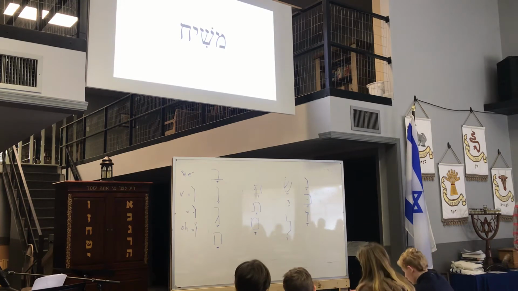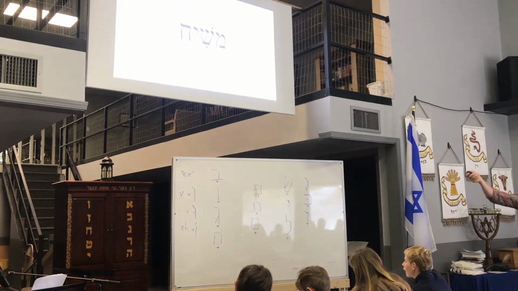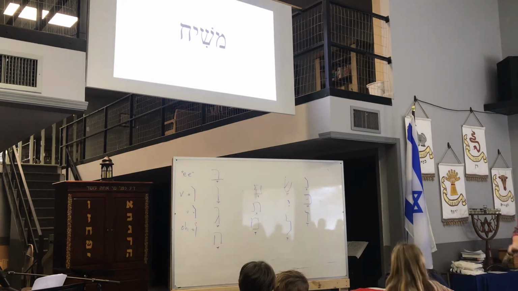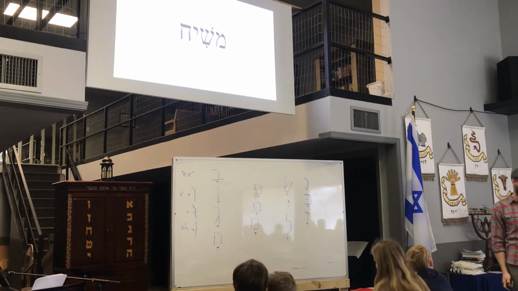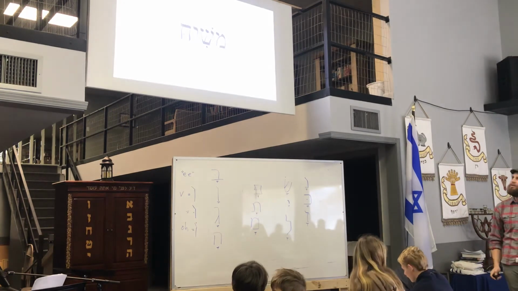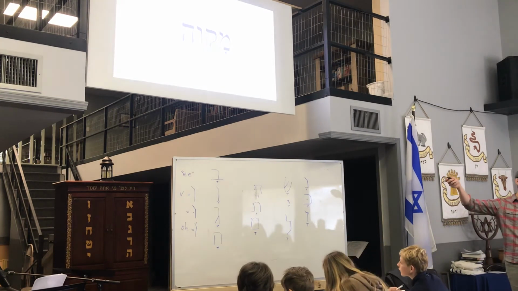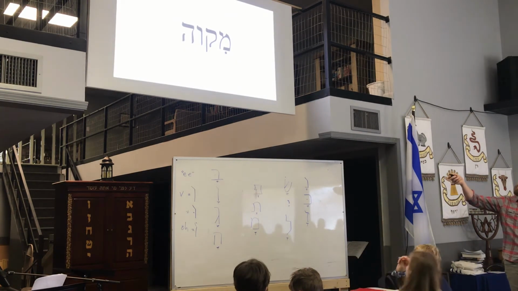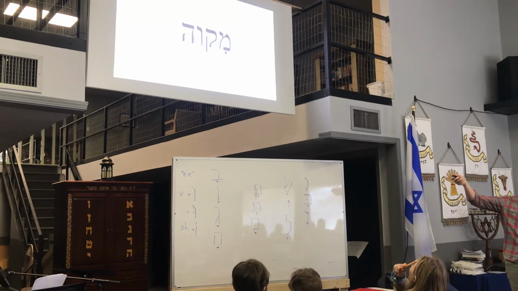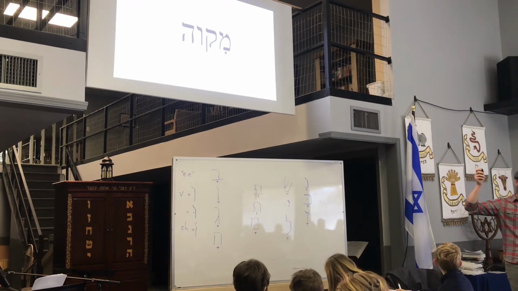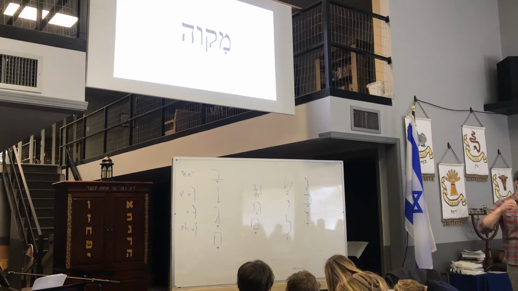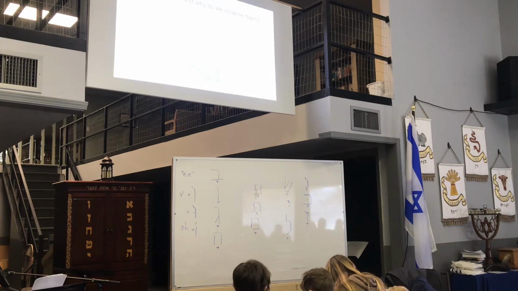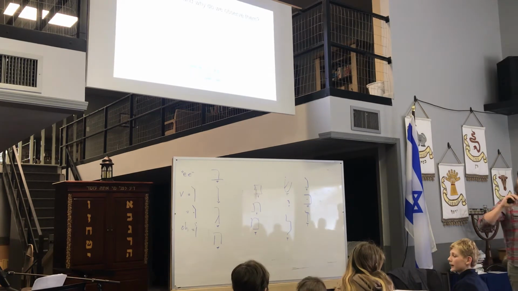Say it. You're close. Mashiach. What is a Mashiach? Messiah. The one who has had oil poured over their heads. Anointed. Okay, what was this one? This was last week's. Mikvah. What is a mikvah? A ritual immersion in water, right? Ritual immersion in water. Okay, this is our new word for this week. And then we're going to go back and review all these words, okay?